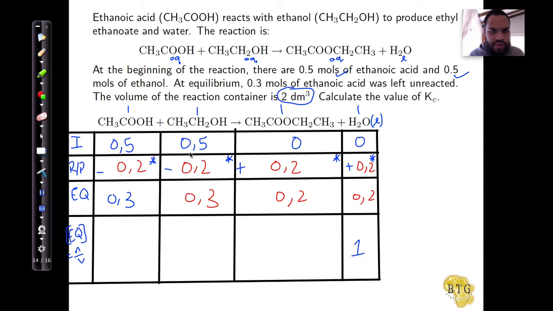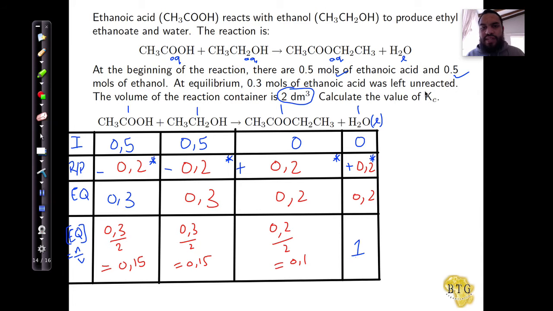We're going to say 0.3 divided by the volume, and the volume over here is 2. That must give me a value of 0.15. Same thing over here, 0.3 divided by 2 has to give me 0.15. And this thing over here is going to give me 0.2 divided by 2, and that must give me 0.1. Okay, so these three values are the values you're going to use in your Kc formula.